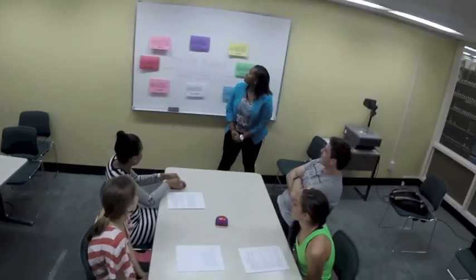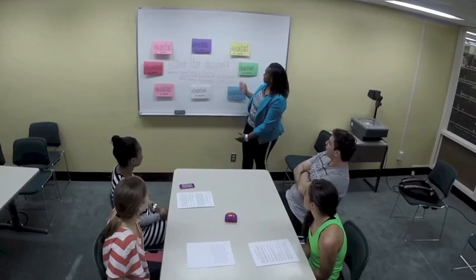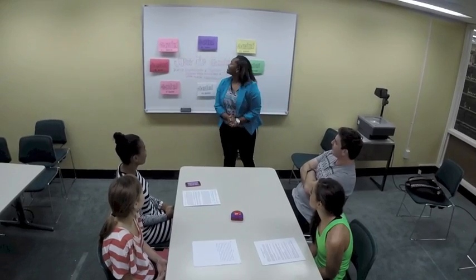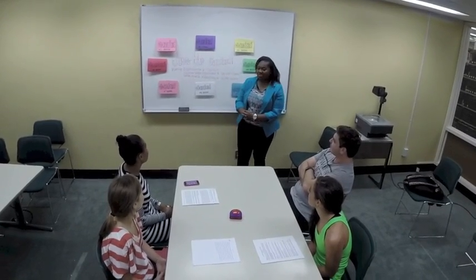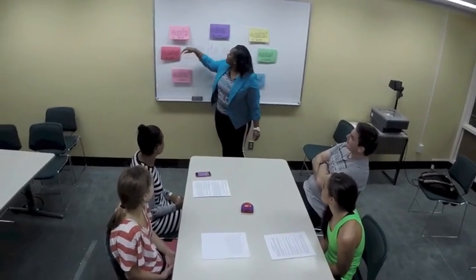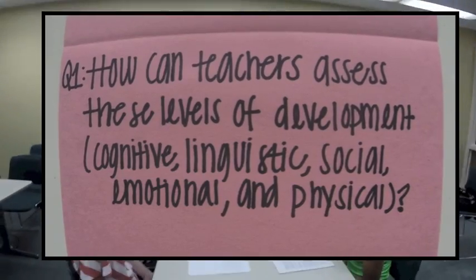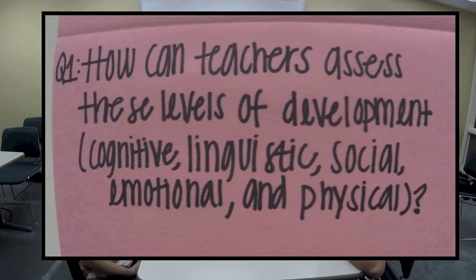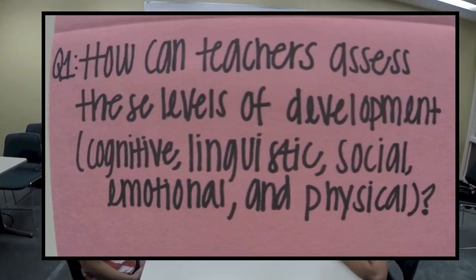Tonight, the objective of the game is to answer the standards. We're going to have each teacher answer a standard, and hopefully they get the answer right. So let's get started. First standard we have, how can teachers assess these levels of development? Cognitive, linguistic, social, emotional, and physical. You can press the button.